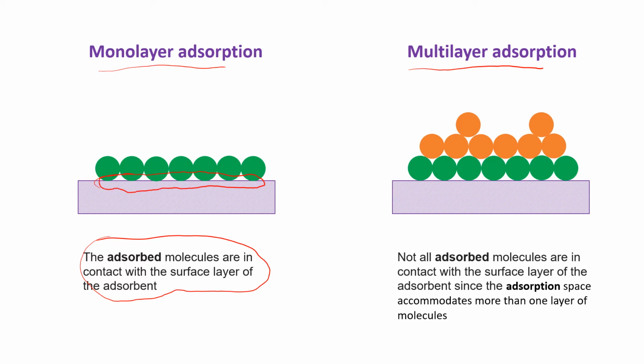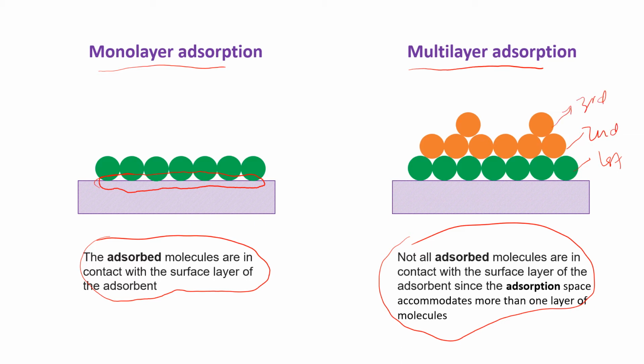And for the multilayer here, not all adsorbed molecules are in contact with the surface of the adsorbents. Okay, so here we have a first layer, here we have the second layer, and here we have the third layer. So different layers of adsorption happen in this system, but only the first layer is in contact with the adsorbents.